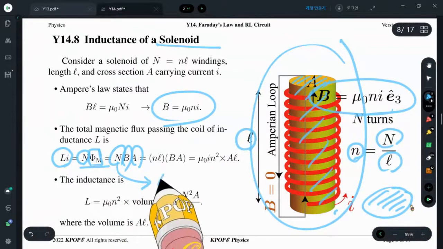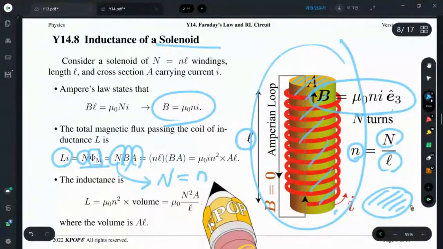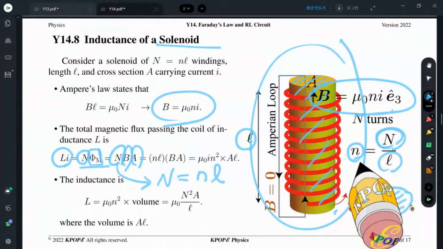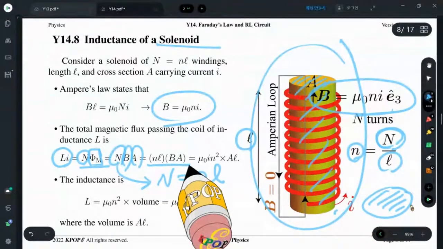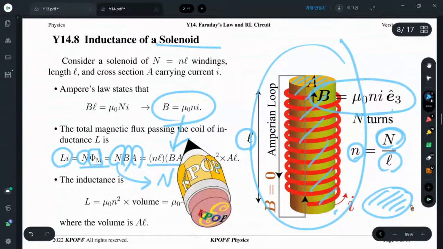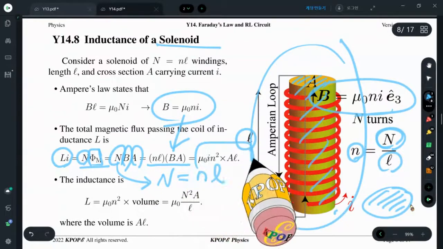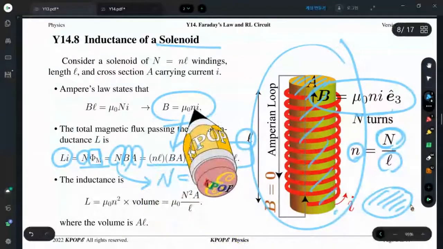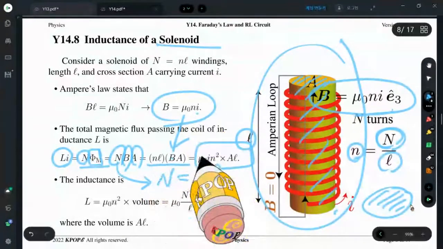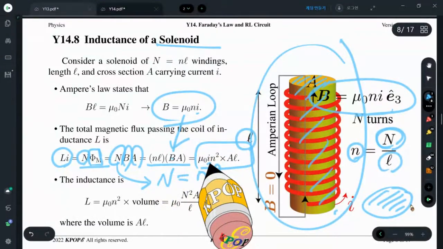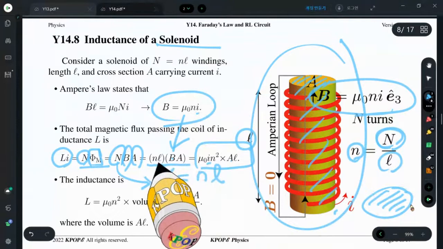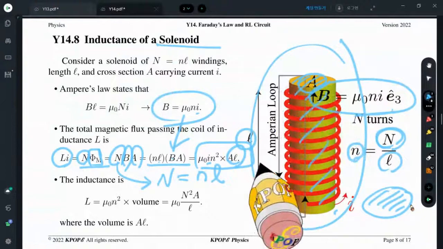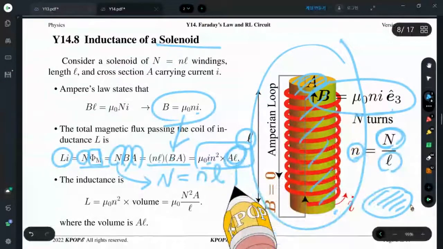Why don't we replace this one by n times L, because the small n is the number of turns divided by length. Using this result, we can replace this one. B is here, mu 0, we have n squared, I single, A length. What is A L? A times length: the volume inside the solenoid. This is a volume.